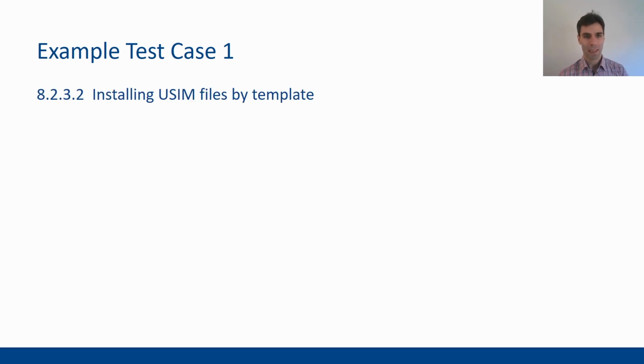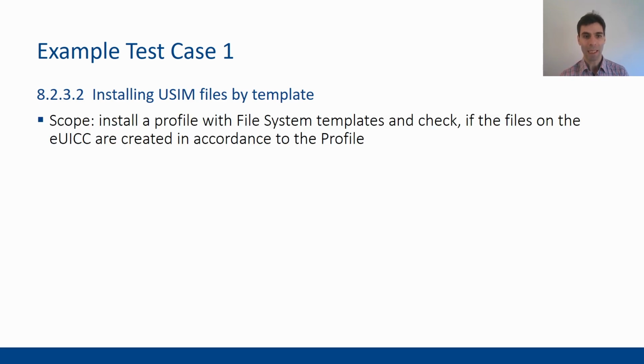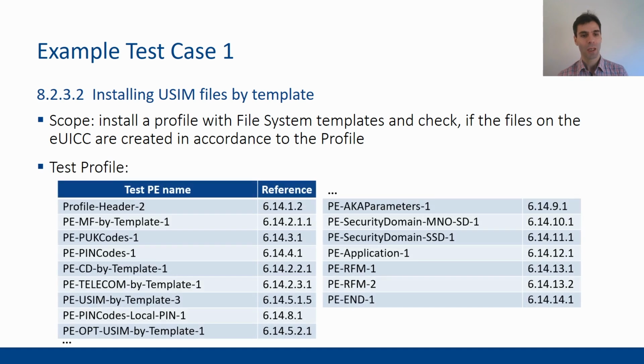First example test case. The test case name is installing using files by template, and the scope is to install a profile with file system templates and check if the files on the eUICC are created in accordance with the profile content. So how do we test? We have a test profile. Within the test profile, I just indicated which parts are related to the file system: EF, CD, Telecom, USIM, OpUSIM.